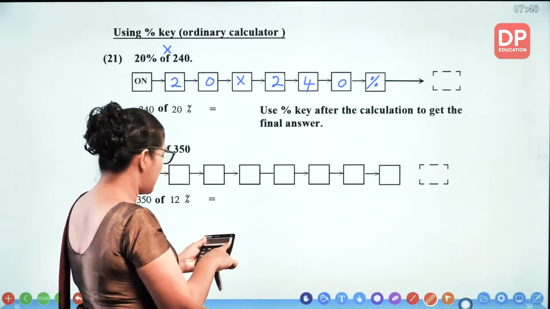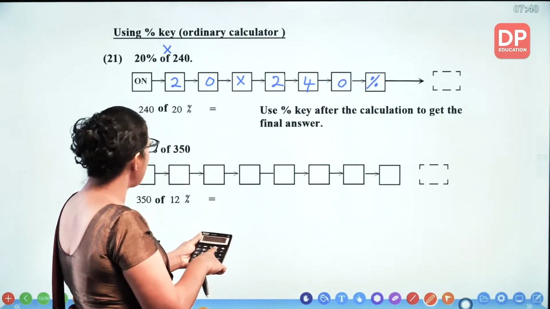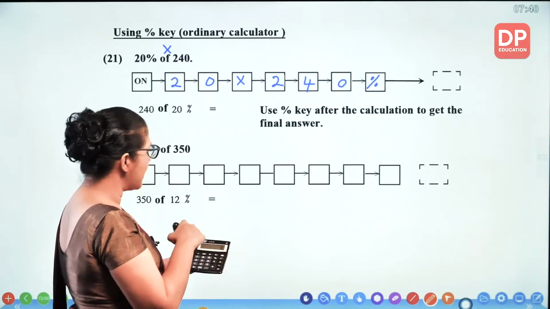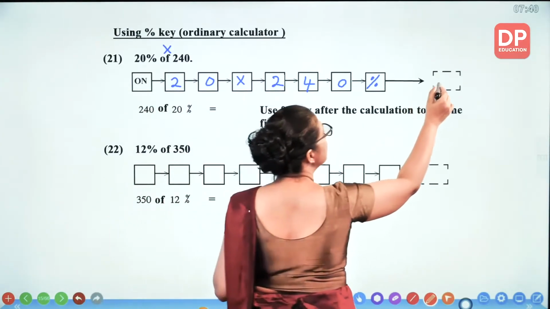So we'll use the calculator. 20 times 240 and press the percentage sign. So you get 48.